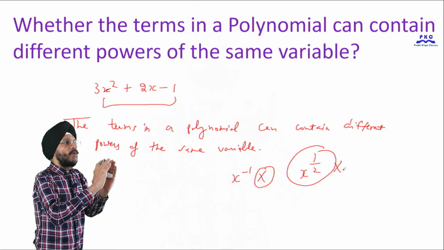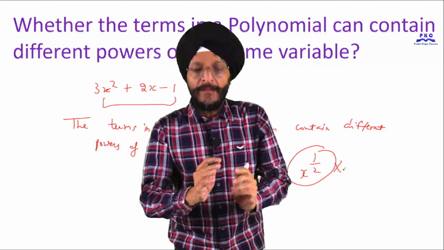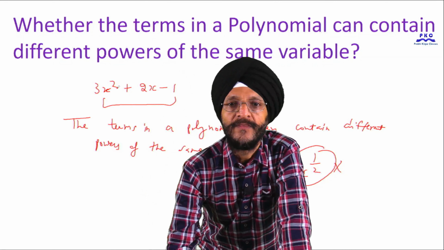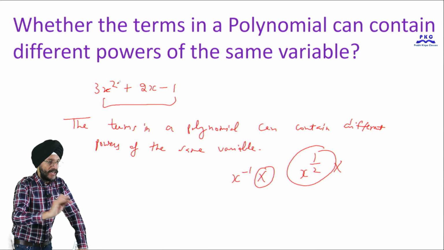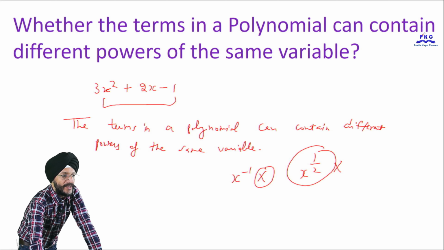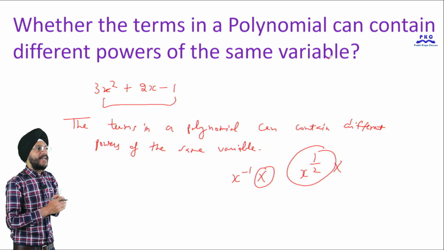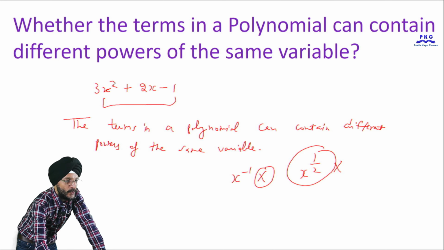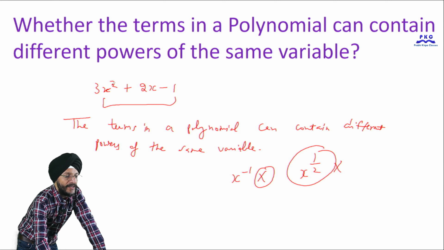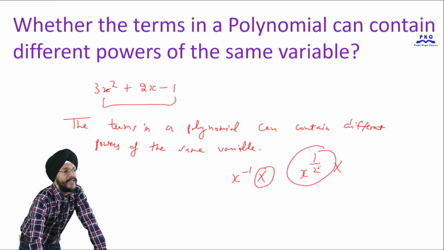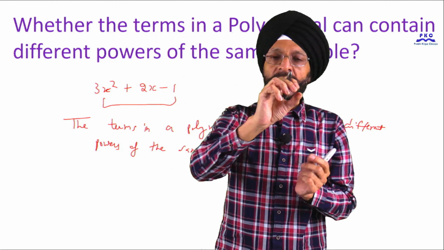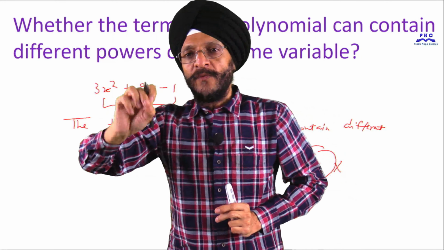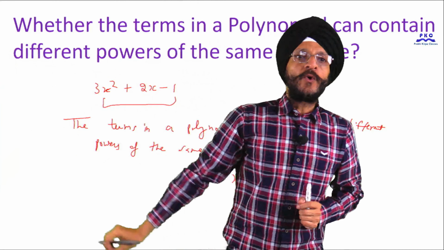The power of the variable has to be either 0 or in whole numbers, that is 1, 2, 3. So the answer is that the terms in a polynomial can contain different powers of the same variable, but it must be remembered that the power cannot be negative and it cannot be a fraction. It has to be in whole numbers. It may range from 0, 1, 2, 3 and so on.